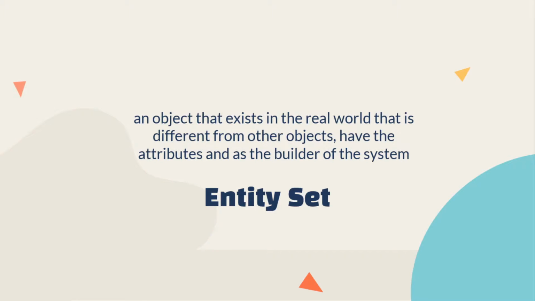Let's start with an explanation regarding entity set. The entity set is an object that exists in the real world and that is different from the other objects. Entity sets have attributes as the builder of the system. For example, an employee who works for a company is called an entity. This entity has attributes which have a value. For example, each employee has an employee ID. In addition, an employee has other attributes such as birth date, gender, address, telephone number, and so on.